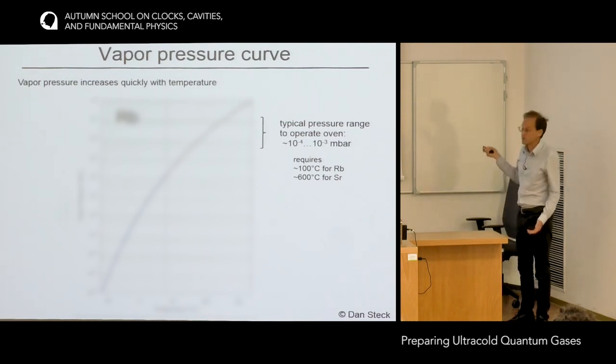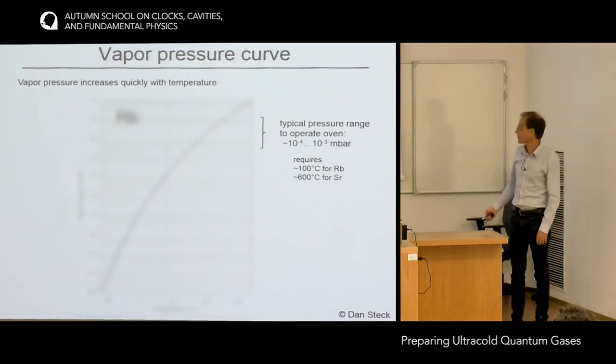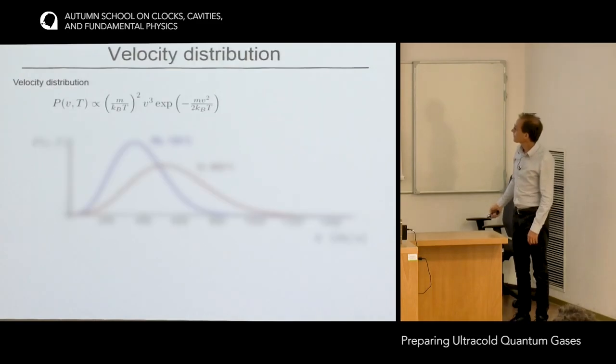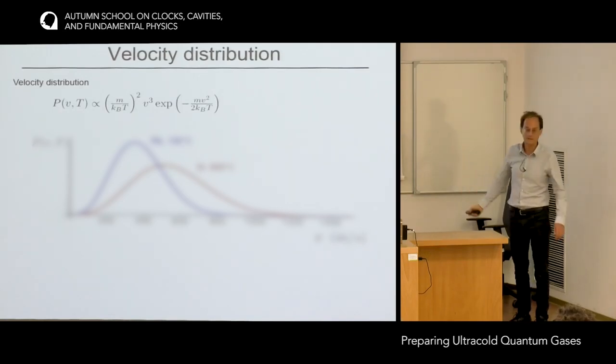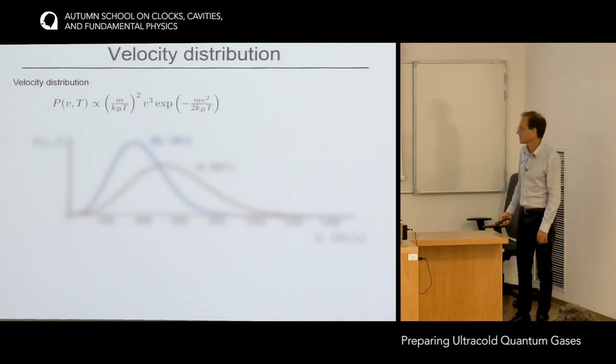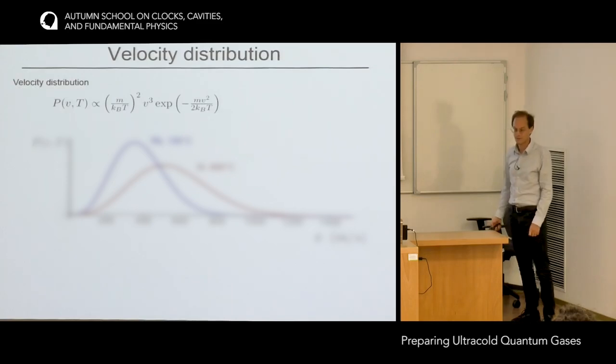For strontium you need 500 degrees Celsius or so. Good, and that produces then an atomic beam with a velocity distribution like so. Typical velocities here are on the order of 500 meters per second or so, quite high. Yeah, we need to go down to millimeter per second velocity.